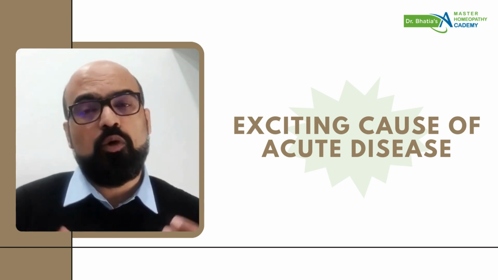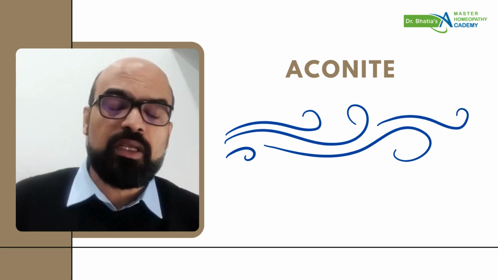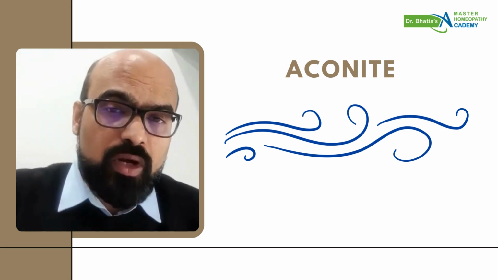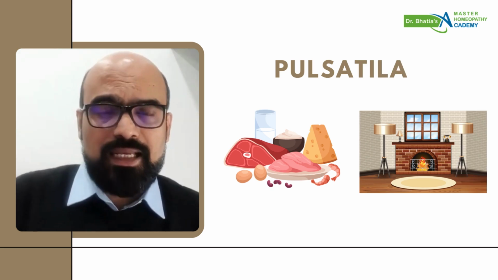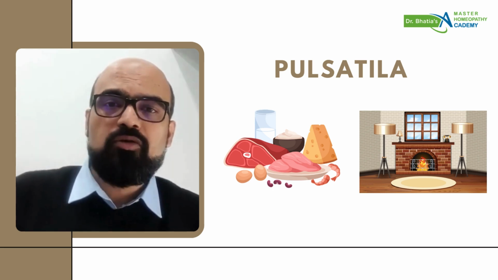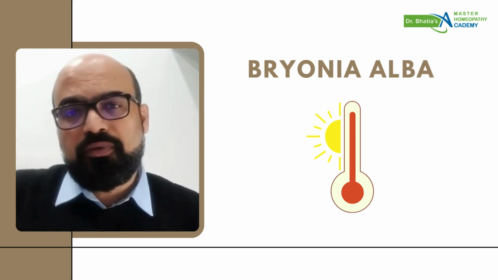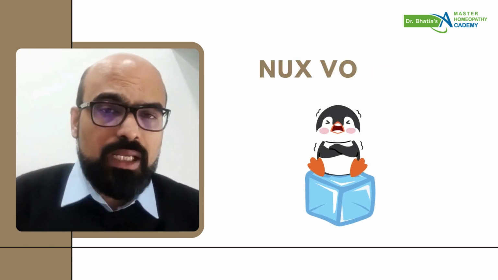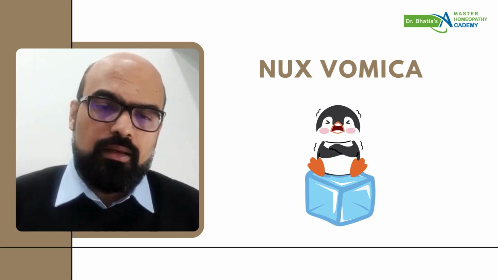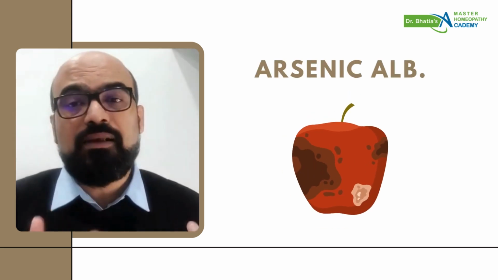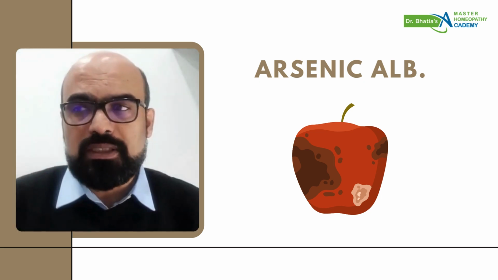For example, we all know that in aconite, we say that a person falls ill when there is exposure to dry cold wind. A pulsatilla can get sick by eating rich food or by entering a warm room. A bryonia can get sick by change of temperature. A nux vomica can get sick by sitting on a cold pavement. An arsenicum album can get sick by eating stale food. So we know that these are the exciting causes of an acute disease.